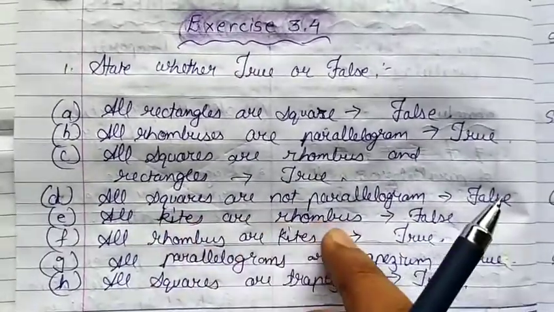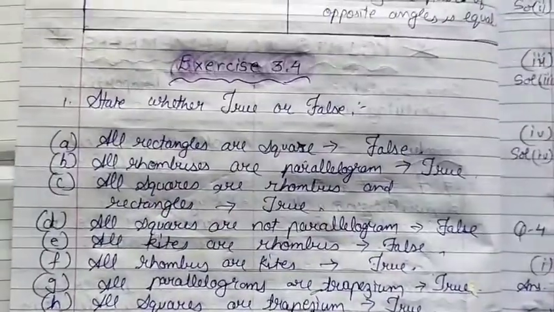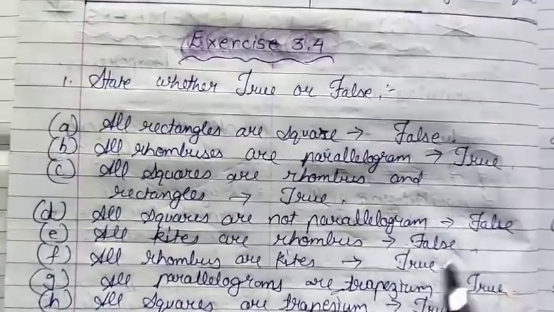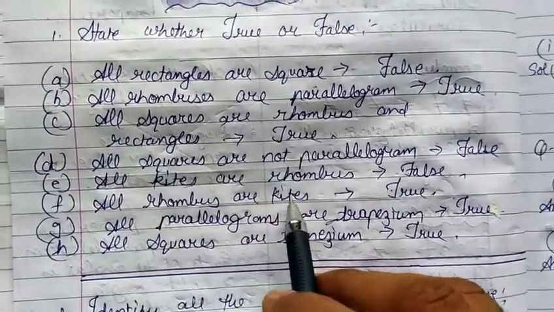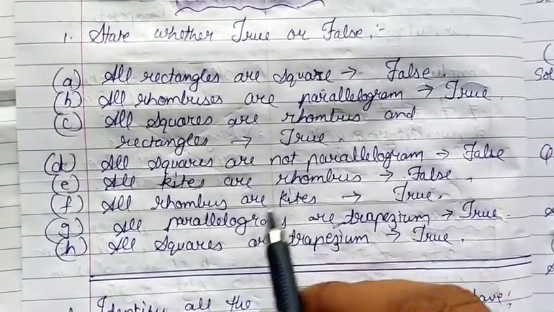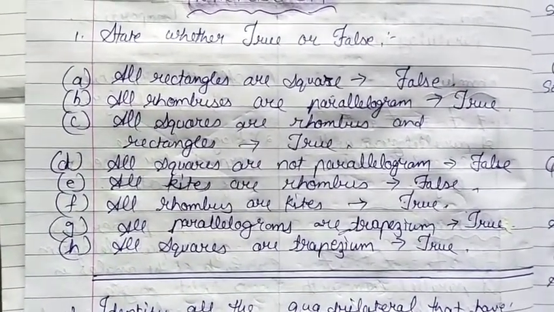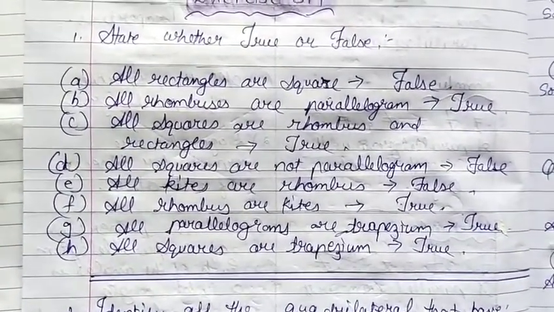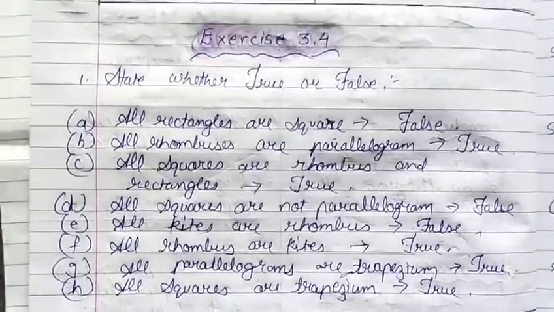All kites are rhombuses. False. How can you say that all kites are rhombuses? All kites are parallelograms, it is given, and just now we saw that a kite can be a parallelogram. Then, all rhombuses are kites. Yes, we can say that all rhombuses are kites. Through the property we can say all rhombuses are kites because all opposite sides are equal and the lengths of opposite sides are equal.